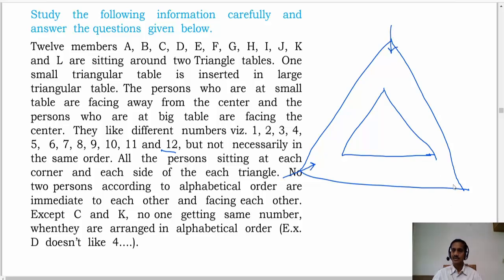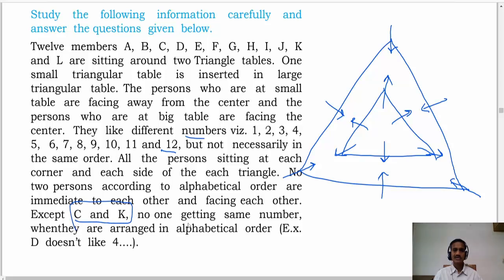The persons in the outer triangle are facing towards the center. Now coming to the inner triangle, they are facing each other. Now this is how these 6 persons were placed, and each one of them likes a different number. Order immediate to each other and facing each other, except C and K.